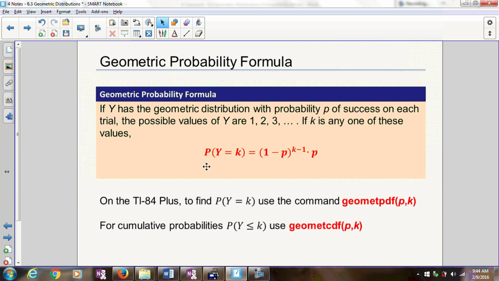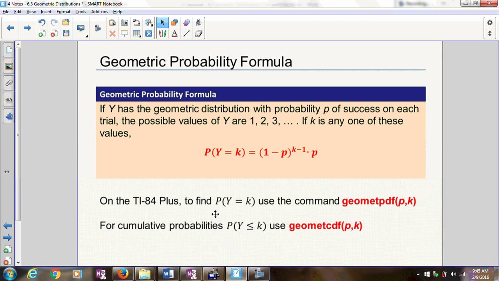All right, so we're always going to have the probability of failure raised to the number of failures, which is essentially always going to be 1 less than the k value. And then we'll always have just 1 success, and so that would be p. So on the TI-84, we're going to use essentially the same commands that we did with the binomial, except we're going to choose the geometric option.